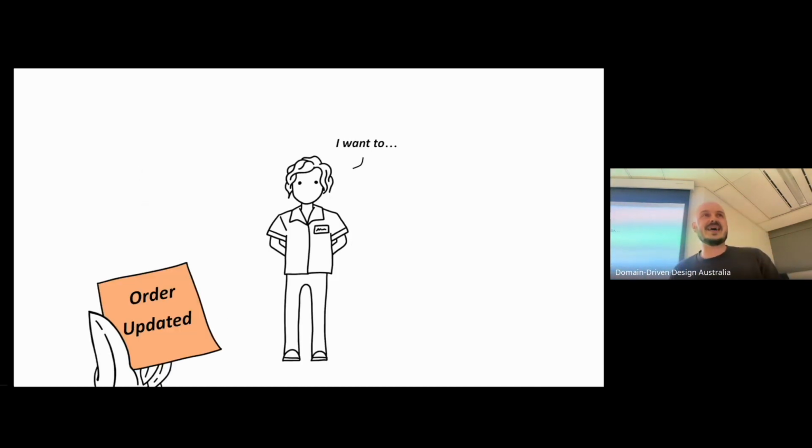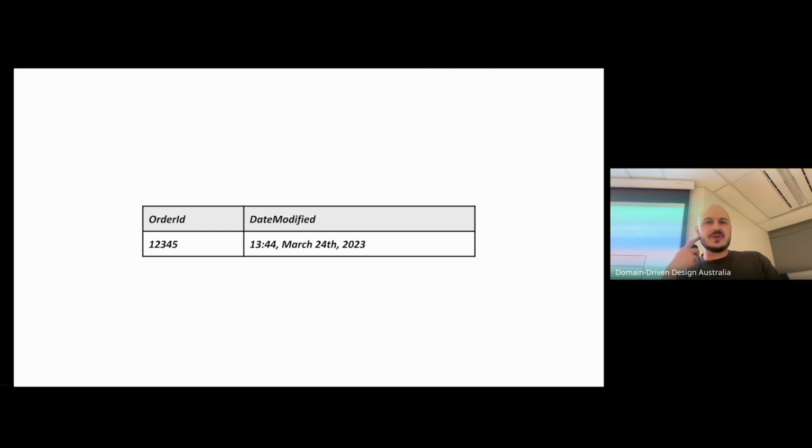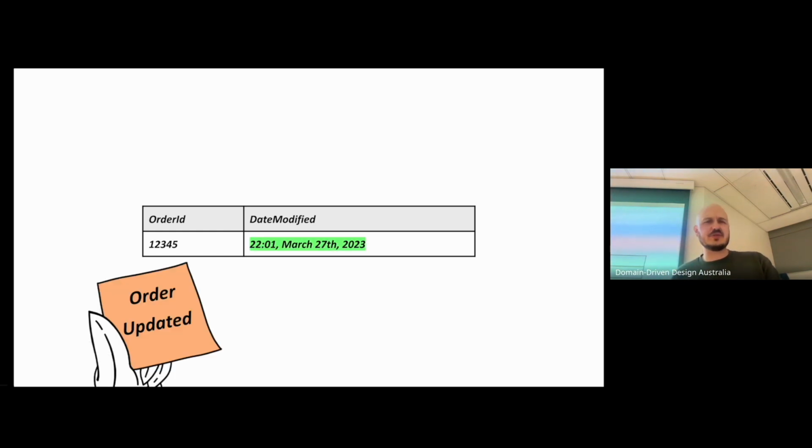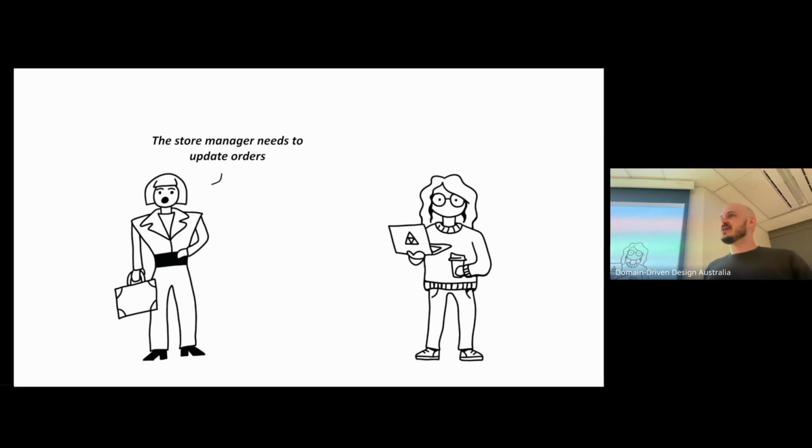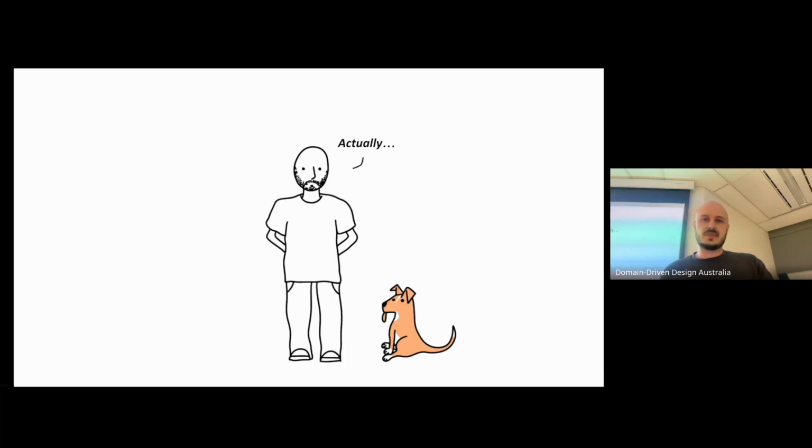And if you think about it, it doesn't really convey much intent, doesn't signify any intent from the store manager. I mean, if we went and fiddled with the date modified field in the database, is that good enough for an order updated event to be fired? But I guess that was our brief, yeah? Our brief was the store manager needs to update orders.